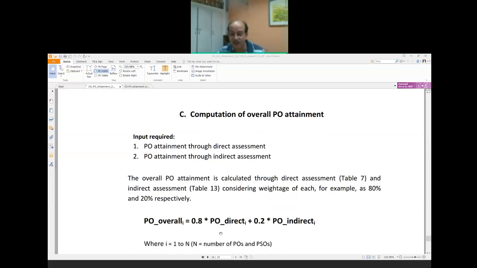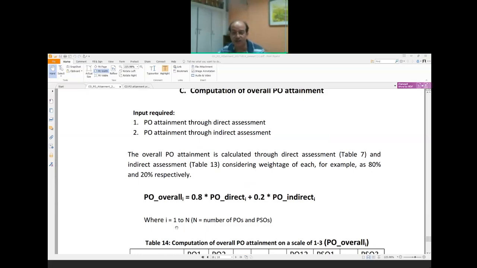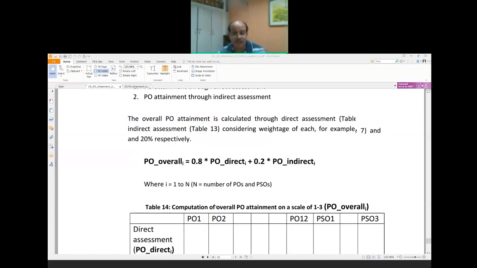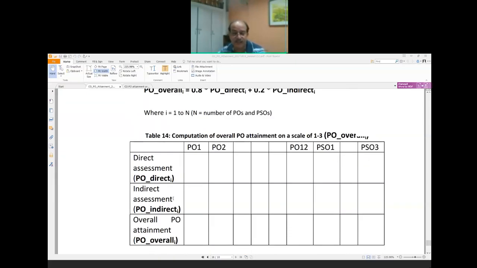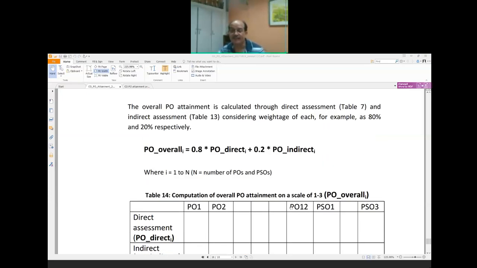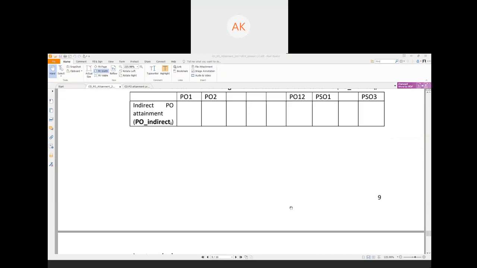The overall PO attainment is calculated through the direct assessment, table 7, and the indirect assessment, table 13, considering the weightage of each, for example, 80% of this and 20%. PO overall is 0.8 of PO direct i plus 0.2 of PO indirect i, where i varies from 1 to n, the number of POs and PSOs. This will give you the attainment for one PO over your direct and indirect assessment, and this is the PO overall attainment corresponding to each of the programs.